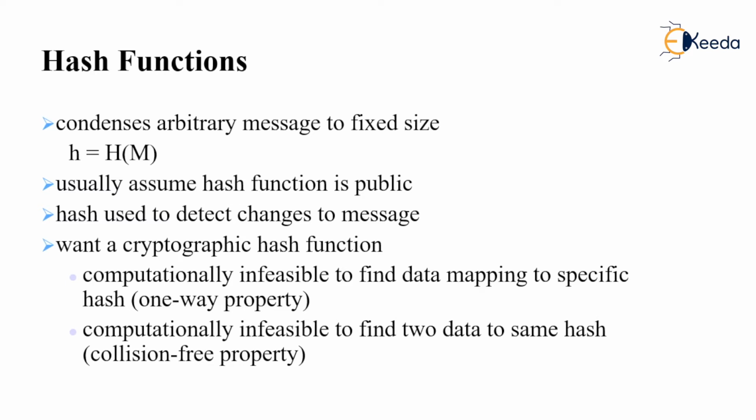Then, for the hash functionality, we do require a cryptographic hash function, which can also be useful for implementing the digital signature. It is computationally infeasible to find data mapping to a specific hash, which we can consider as a one-way property. Also, it is computationally infeasible to find two data with the same hash, which can be considered as the collision-free property.